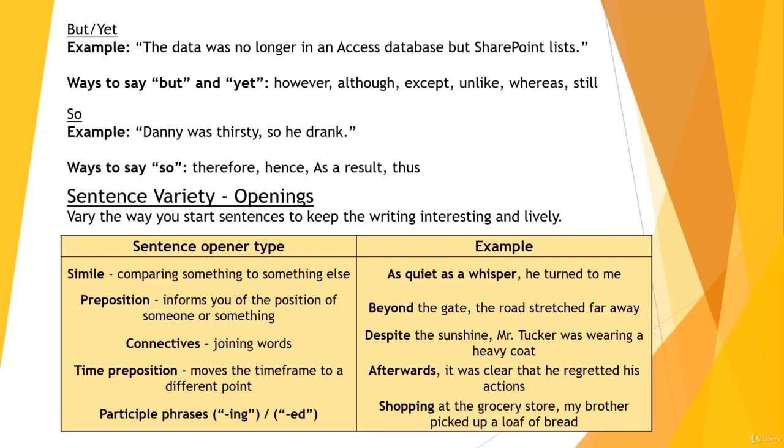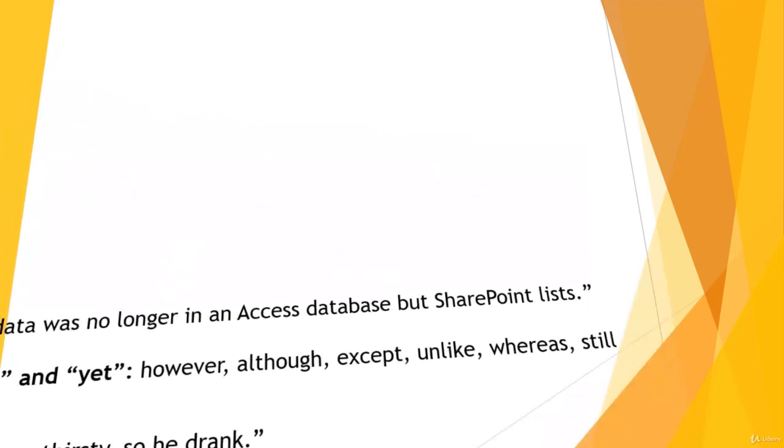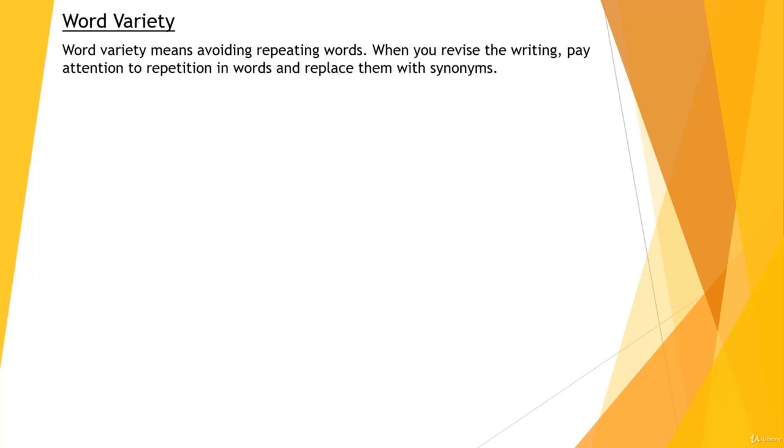That's it for sentence variety. It's shocking how many ways we can vary our sentences, but don't worry, word variety is much simpler. Word variety. Word variety means avoiding repeating words. When you revise the writing, pay attention to repetition in words and replace them with synonyms.